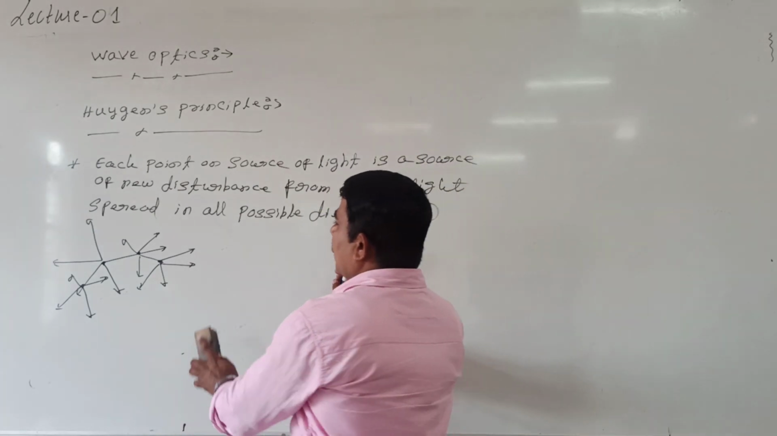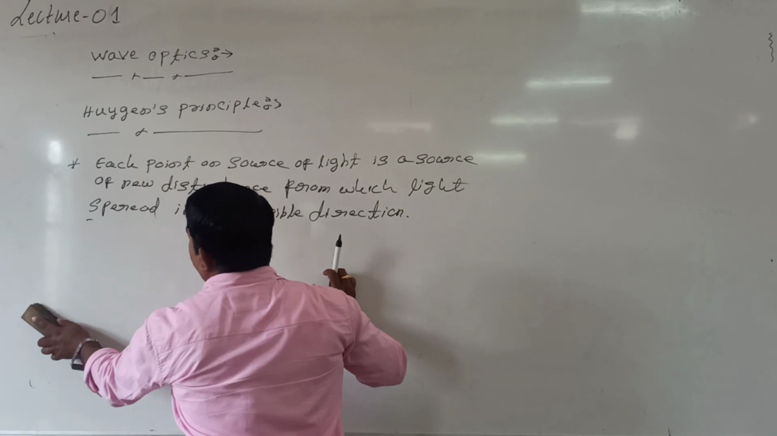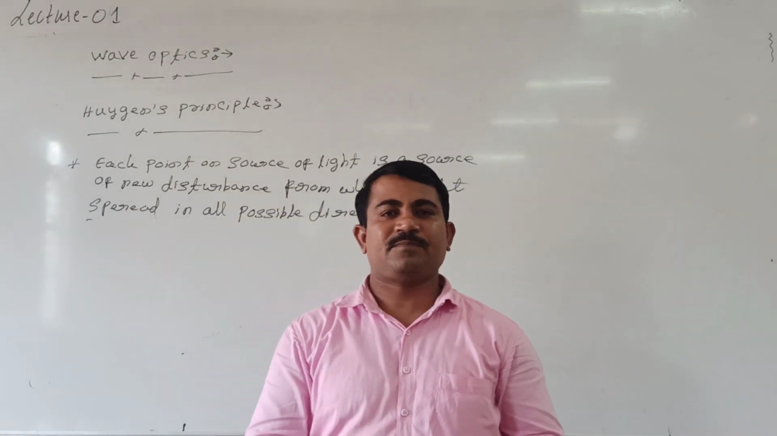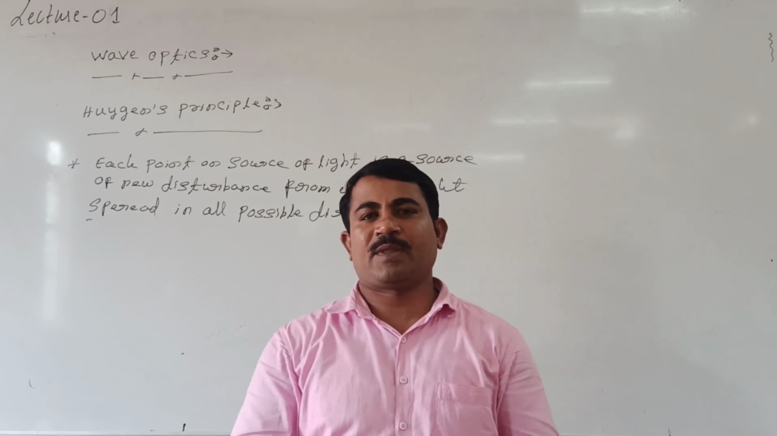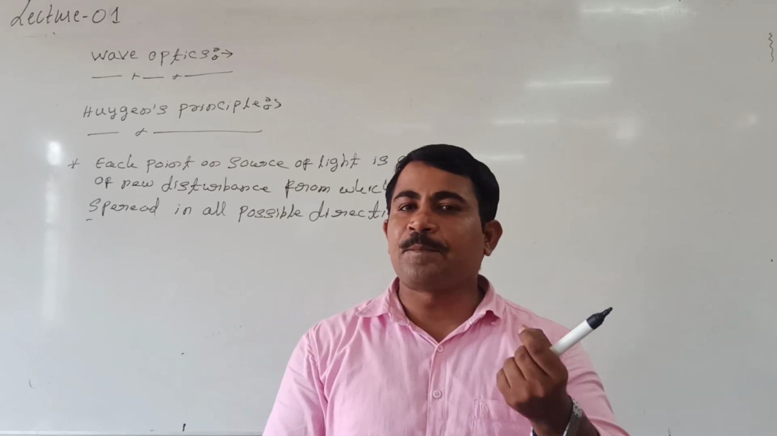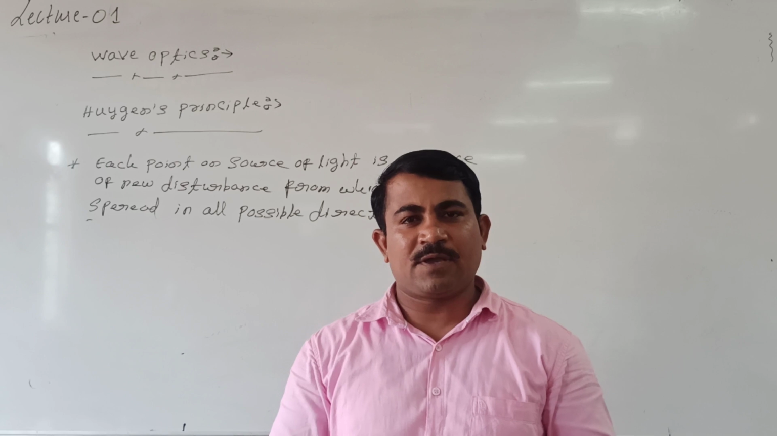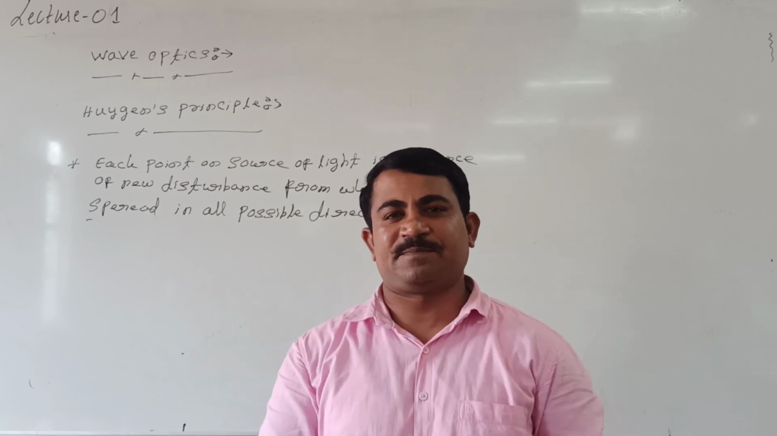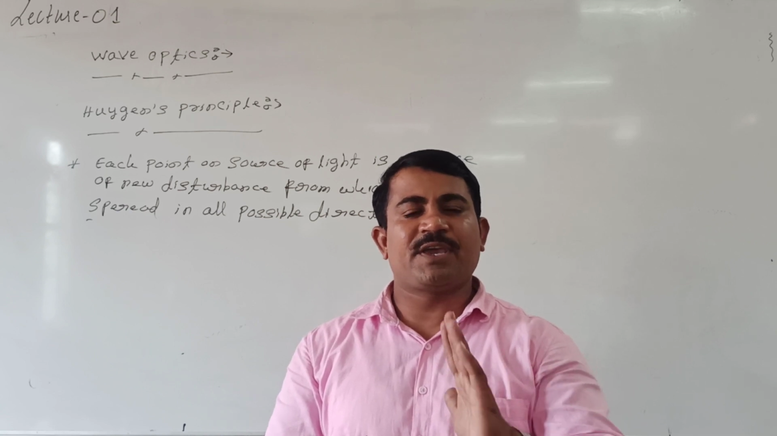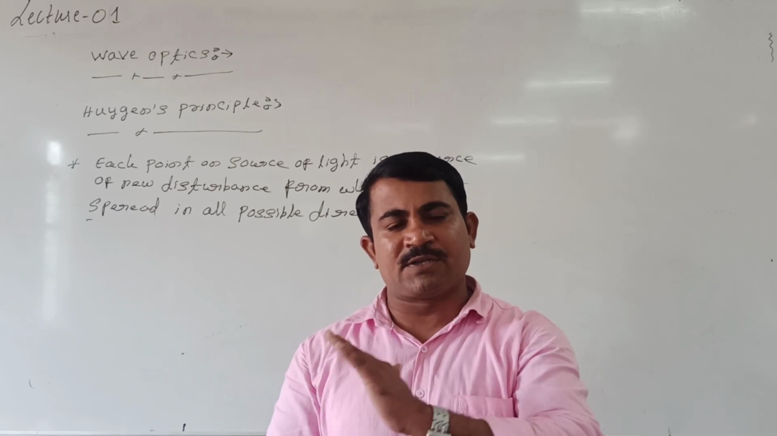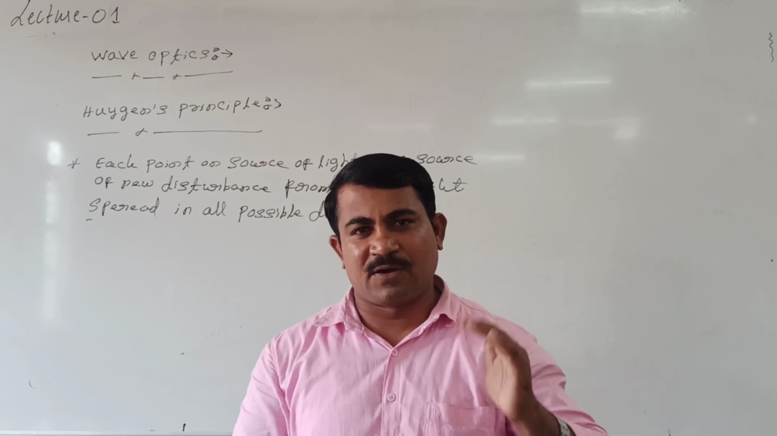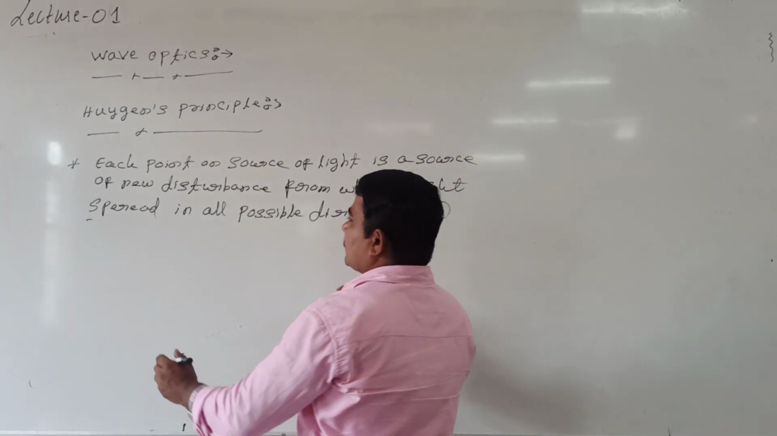Then we'll see what about the second point. Second point concerned to Huygen's principle: you can say that each point on the wavefront is a source of new disturbance. Those are called secondary wavelets. What is it? Each point on the wavefront is a source of new disturbance. Those are called secondary wavelets. How is it? Look at me.